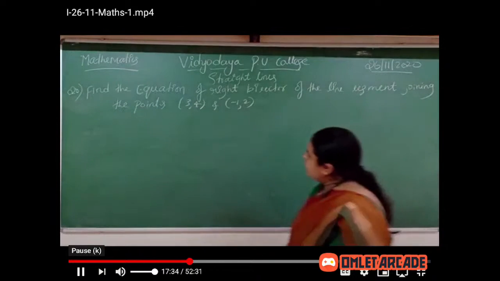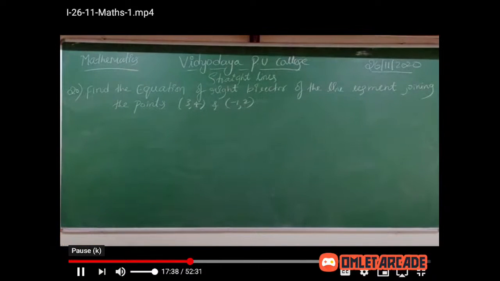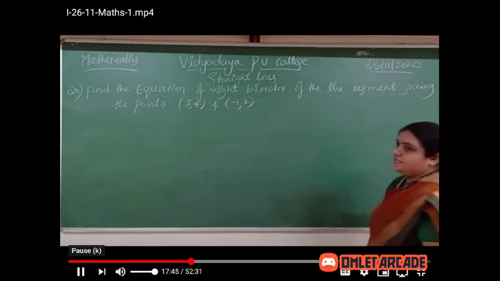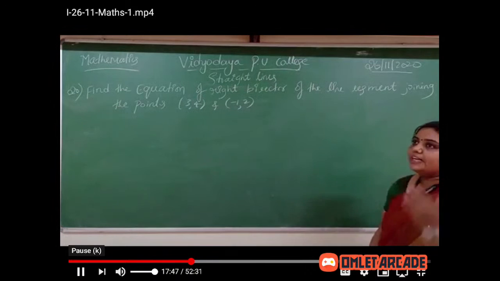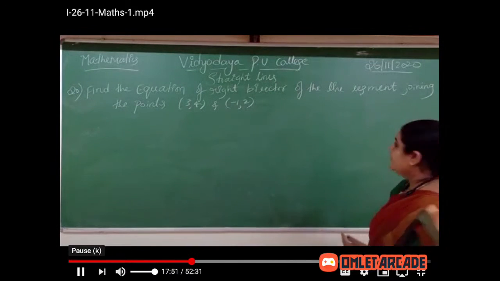Next question. Find the equation of the right bisector of the line segment joining the points 3, 4 and minus 1, 2. Find the equation of the right bisector. Right bisector means which bisects another line at a right angle. That is the meaning of right bisector.